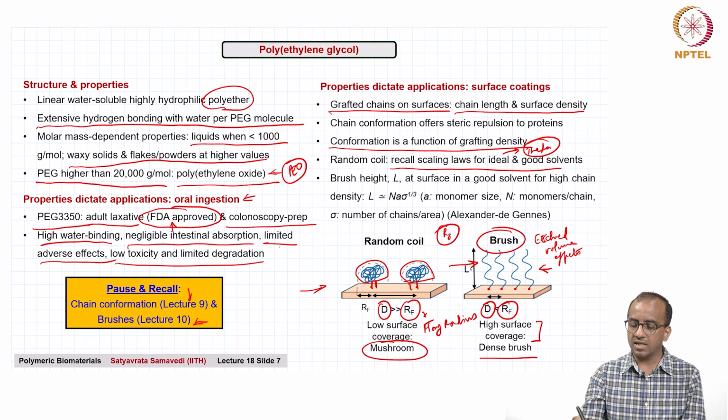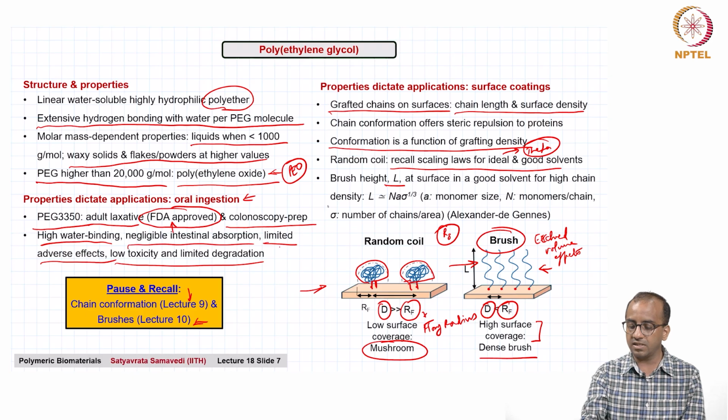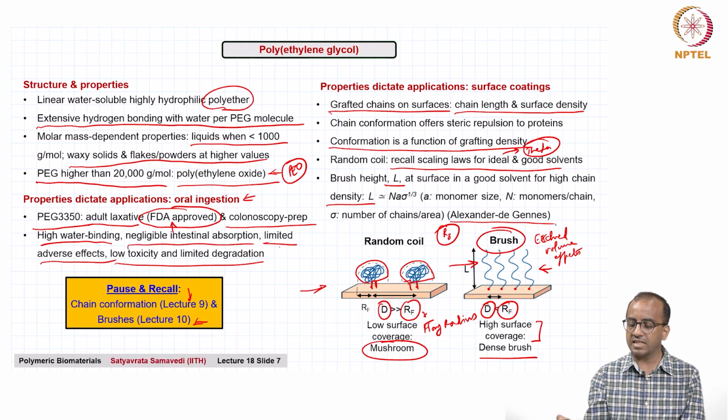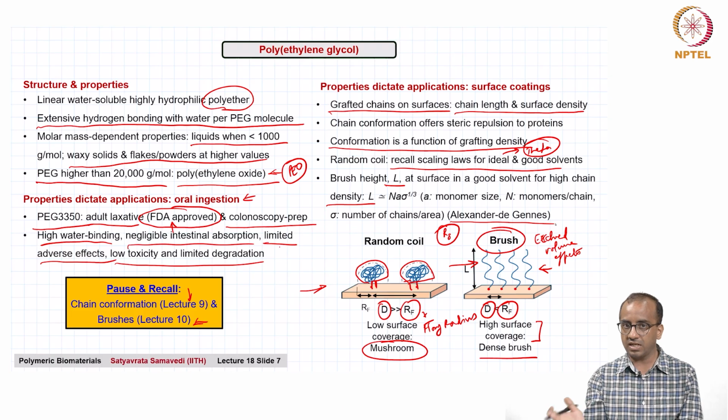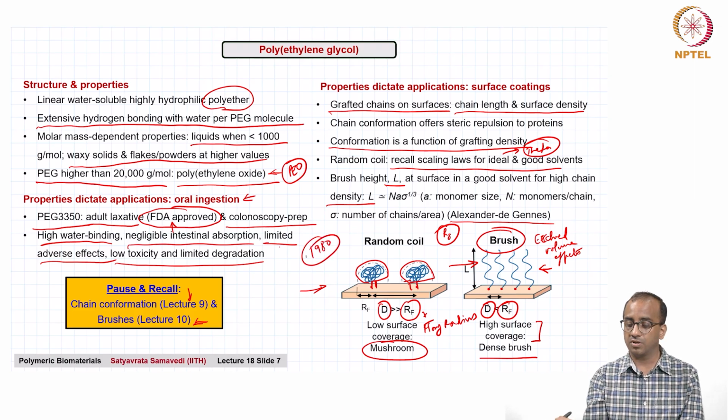And in this case, the brush height L at the surface in a good solvent for high chain density is given by this expression here, where L is approximately equal to n times a times sigma to the 1/3, where a is the monomer size, n is the monomers per chain, and sigma is the number of chains per area. And this is largely due to the Alexander-de Gennes theory, where de Gennes developed this theory in a paper in 1980 in Macromolecules.